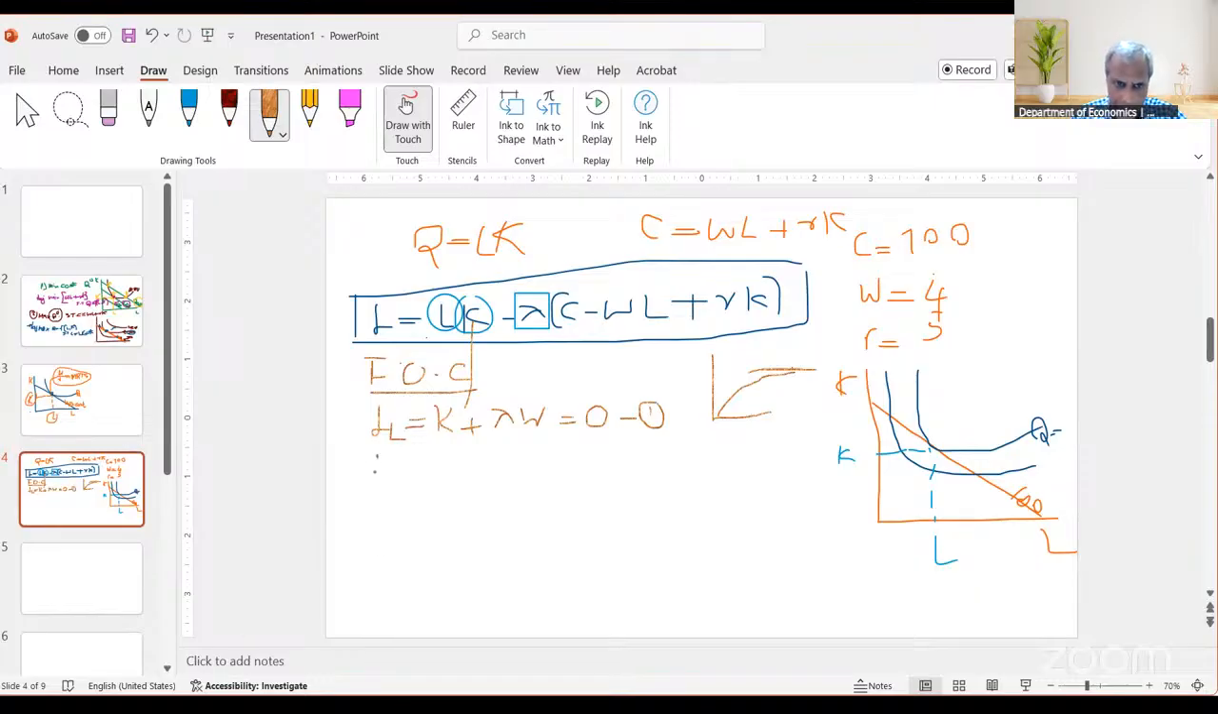And also we have to differentiate this Lagrangian equation with respect to K, because K also, we don't know, that is the decision variable. When you differentiate, we get the answer L minus R equal 0. So that way we get the second equation.